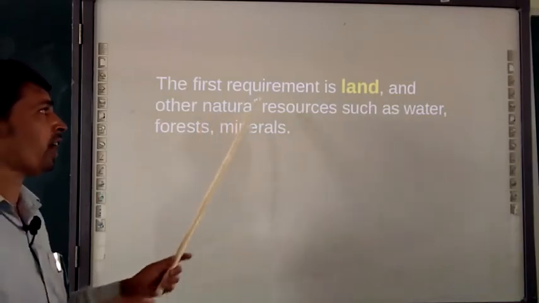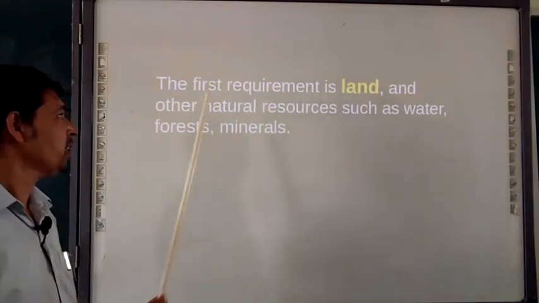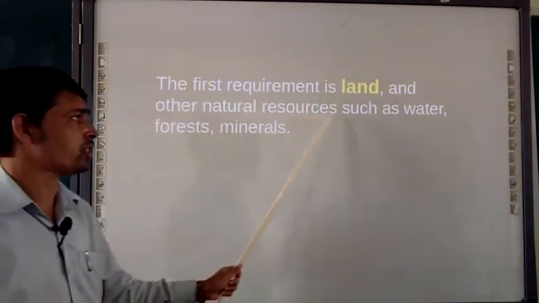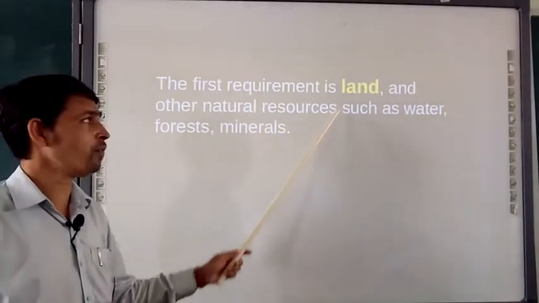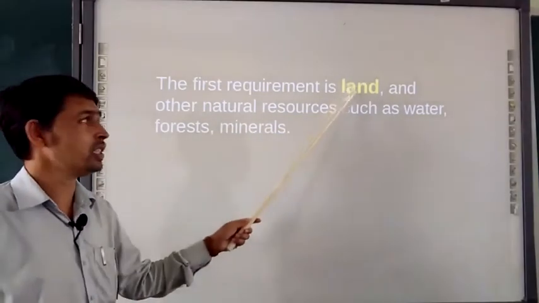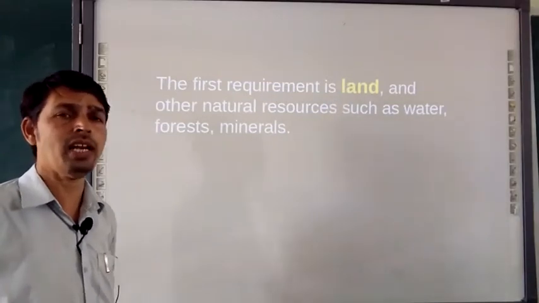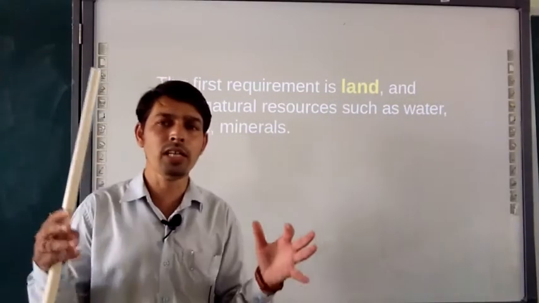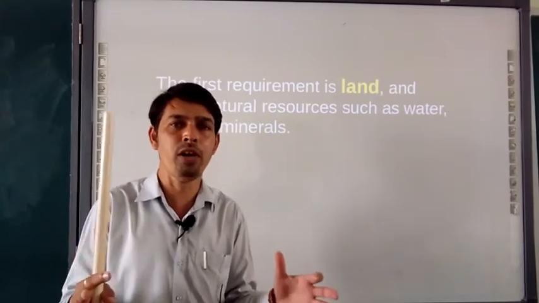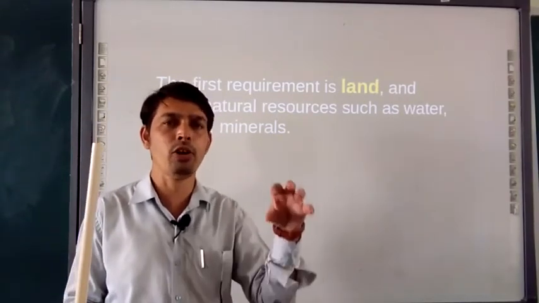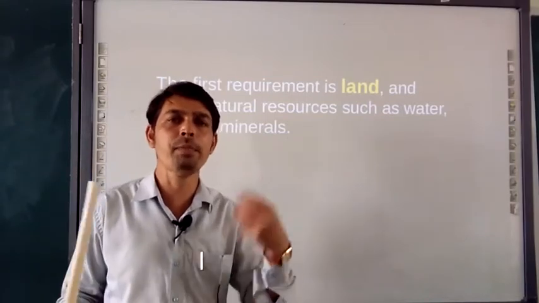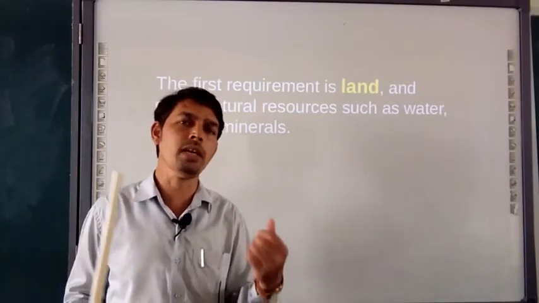The first requirement is land and other natural resources such as water, forest and minerals. So the first one is land. This yellow text is speaking about land being very important for the establishment of any firm. On that land they will establish their industry, firm or company where they will produce the goods or the different services.